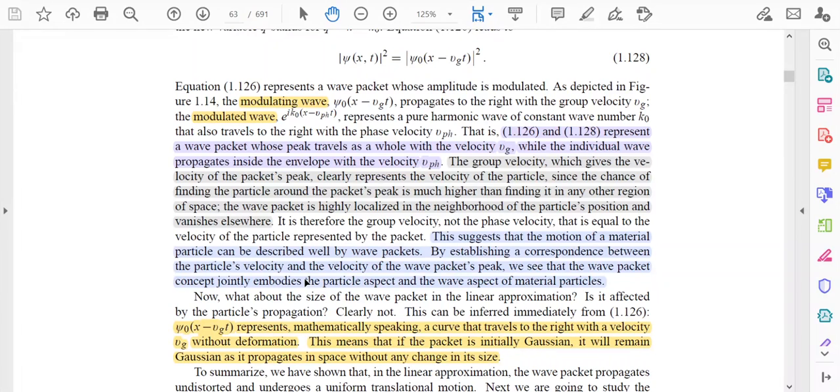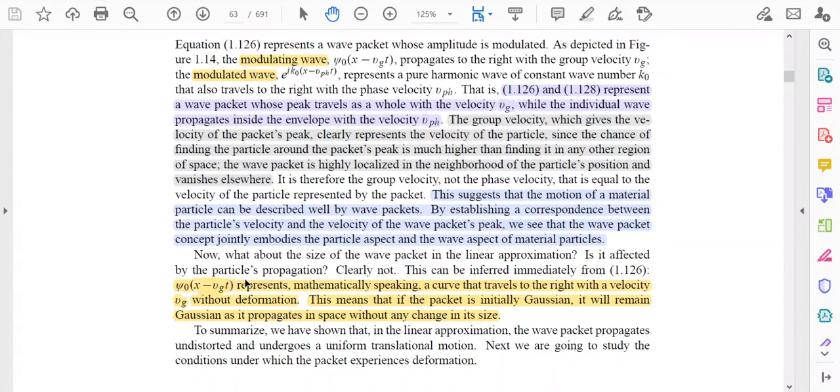Now, what about the size of the wave packet in the linear approximation? Is it affected by the particle's propagation? That is one important question. Is there any change in its size? Clearly not. We can see from equation 1.126 that psi 0 of x minus vgt represents, mathematically speaking, a curve that travels to the right with a velocity vg without deformation. This means that if the packet is initially Gaussian, it will remain Gaussian as it propagates in space, without any change in its size.